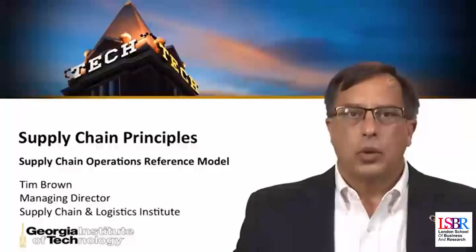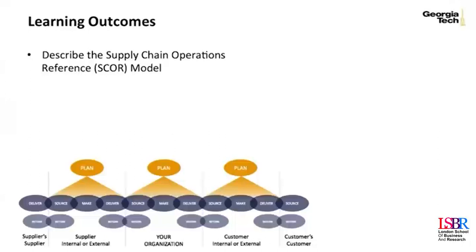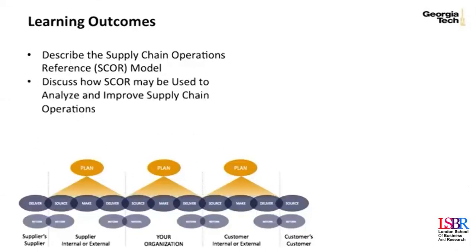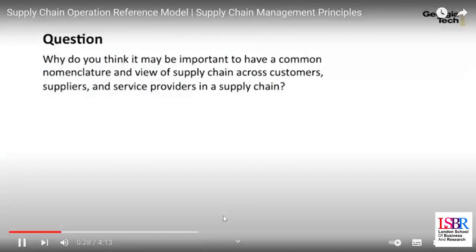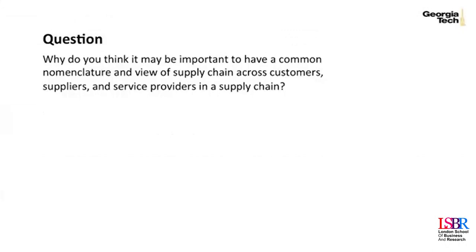Welcome back to lesson two, where we will introduce the supply chain operations reference model. Upon completion of this lesson, learners should be able to describe the supply chain operations reference, or SCOR, model and discuss how SCOR may be used to analyze and improve supply chain operations. And we have a question. Why do you think it may be important to have a common nomenclature and view of supply chain across customers, suppliers, and service providers in a supply chain?